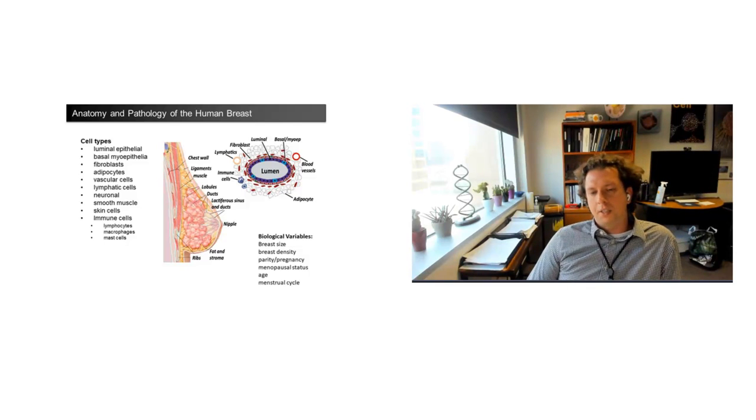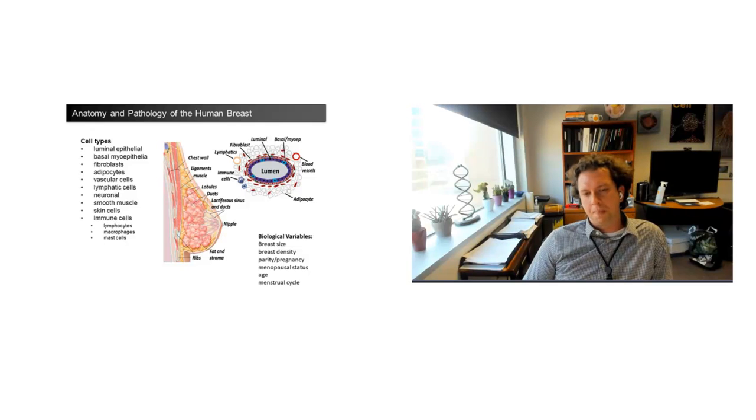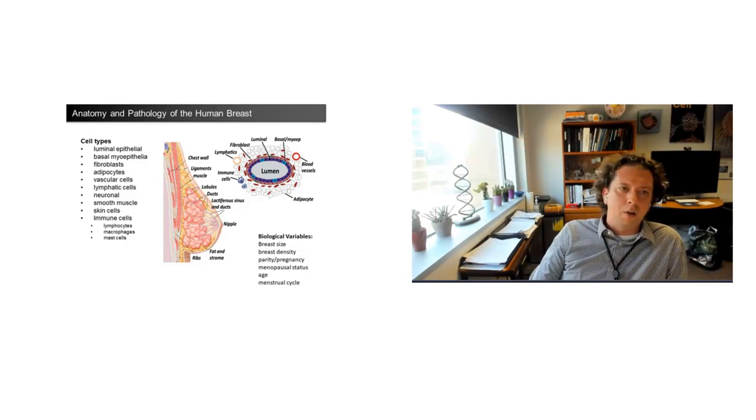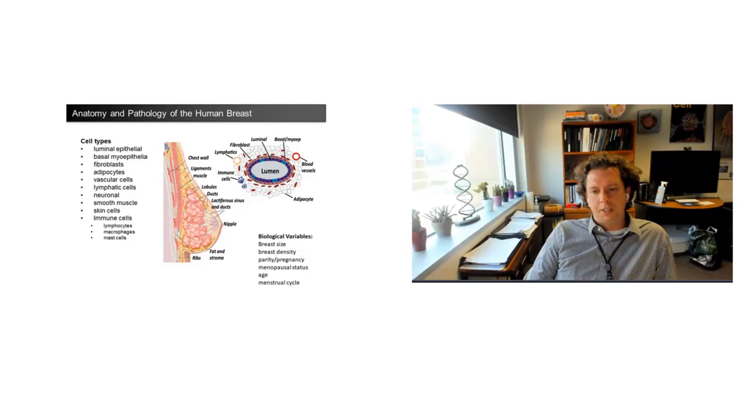So the human breast is a network of ducts and lobules embedded in fat and adipose tissue. And there's about 10 cell types that are pretty well known from pathology. And the breast is very important to consider all the biological variables such as parity status, menopausal status, menstrual cycle, etc.